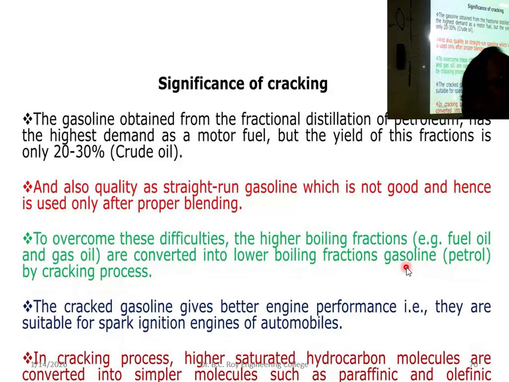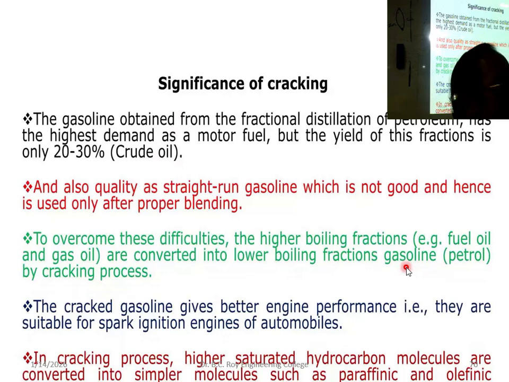The gasoline we get directly from petroleum is called straight run gasoline. You may write it down, you will forget. Straight run gasoline. Without any further modification, when the gasoline is directly taken from the fractionating column and used in a vehicle, it is called straight run gasoline.